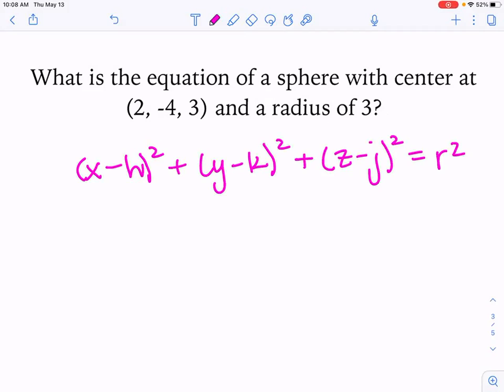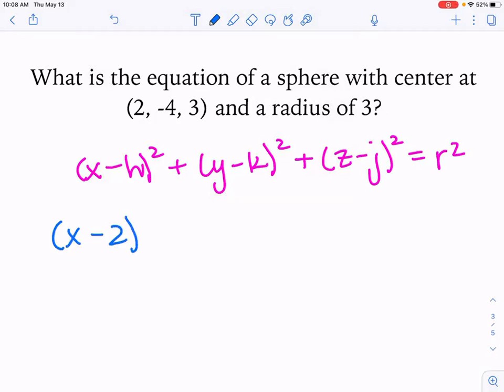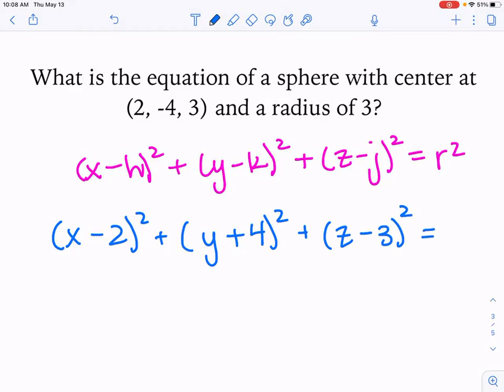Okay, so on the screen previous, this is what we wrote down for the standard equation of a sphere. So if we have a center of 2, -4, 3, then we are going to write x minus 2, the quantity squared. Y minus -4 is just going to be us writing y plus 4, the quantity squared. Z minus 3, the quantity squared. And if our radius is 3, what would we have on the right side of our equation? 9.